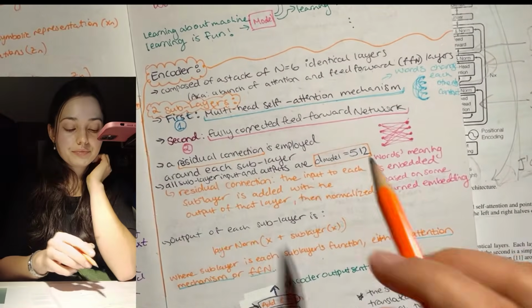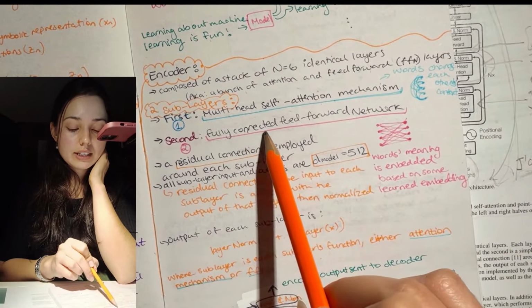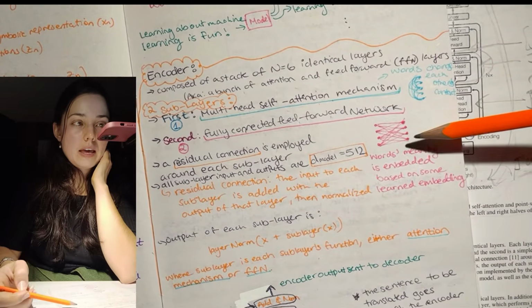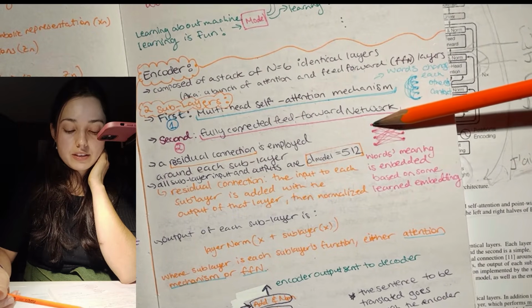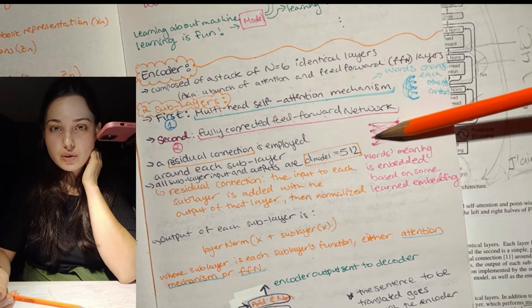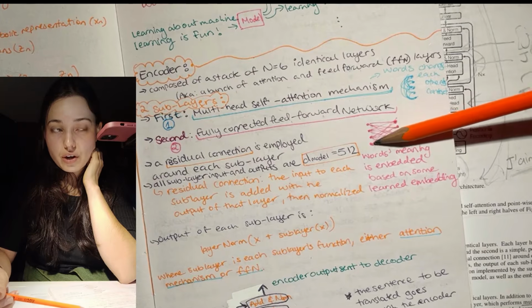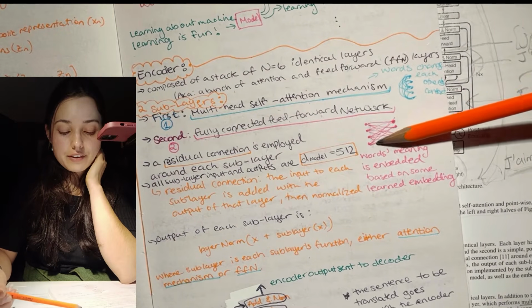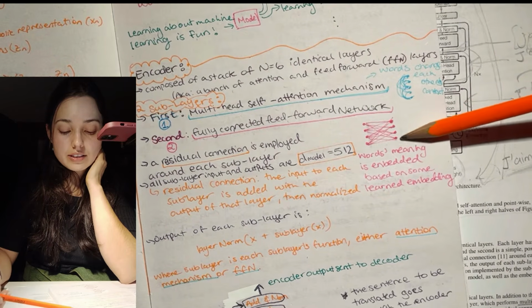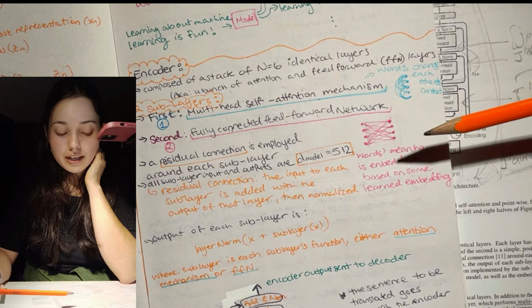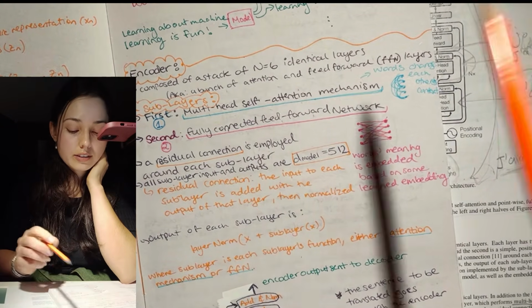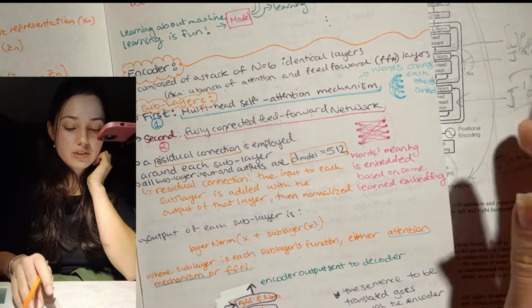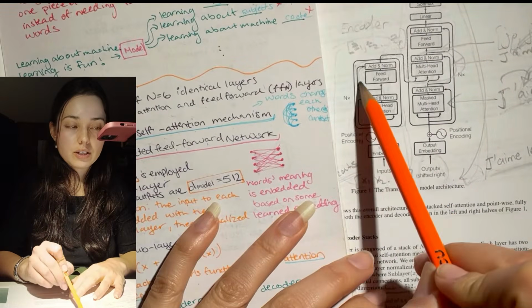And then the second thing we have is a fully connected feed-forward network. And here's kind of like a picture of what I drew. So this is the input to the feed-forward network, which is the words after they've gone through attention. And then they're fully connected, and then the output is some kind of latent space embedding. The residual connection is employed, okay? A residual connection, so that's what we talked about here, this residual connection.